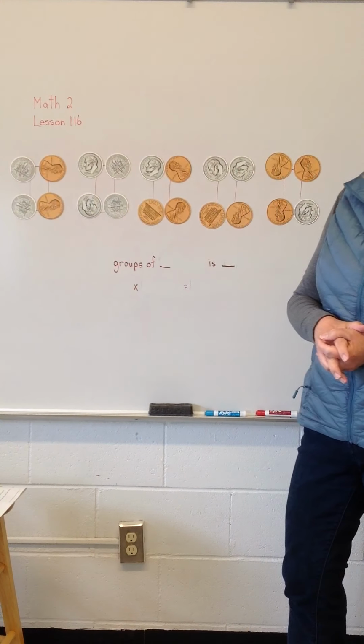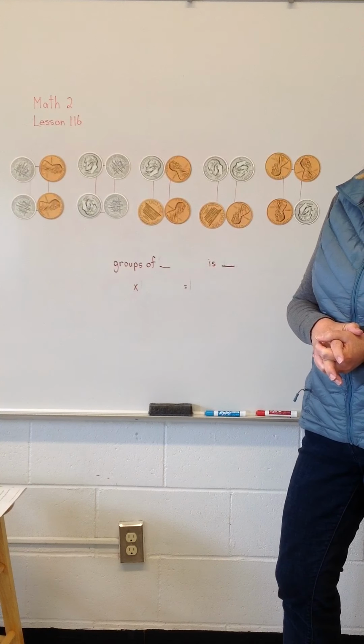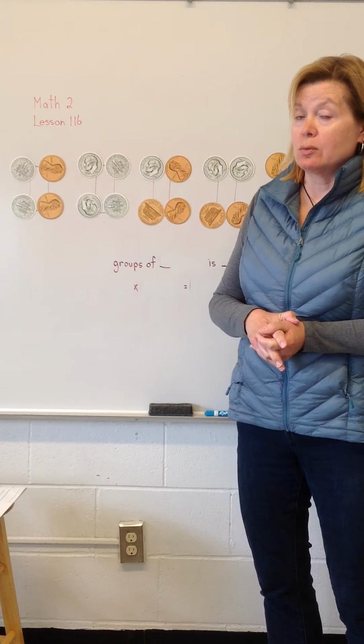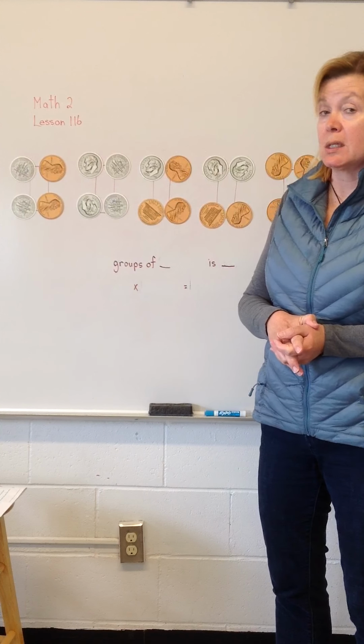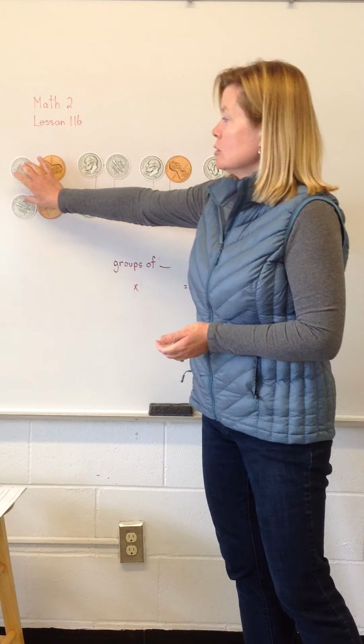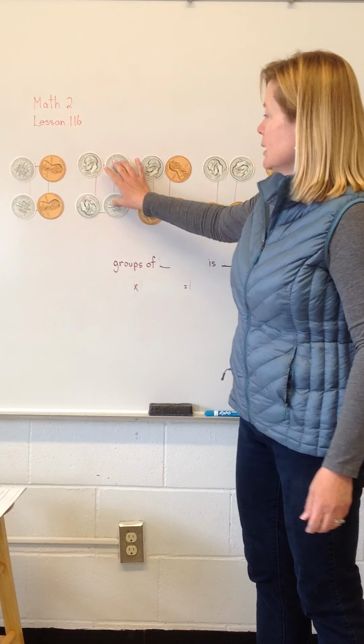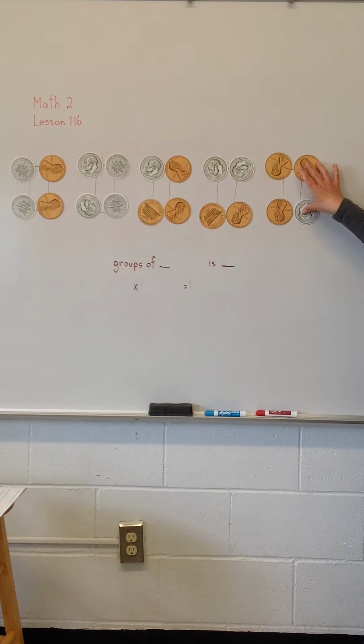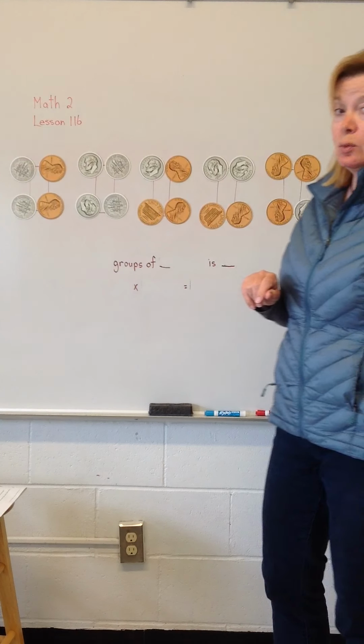So how many wheels do I have altogether? Count them with me. I'm not going to count by ones. I'm going to count by twos because it'll be faster. 2, 4, 6, 8, 10, 12, 14, 16, 18, 20. So I have 20 wheels.